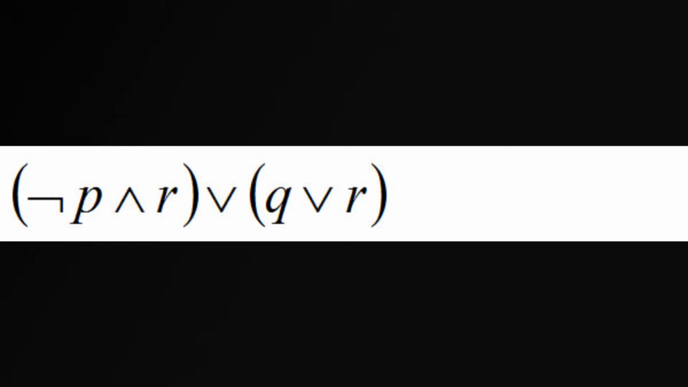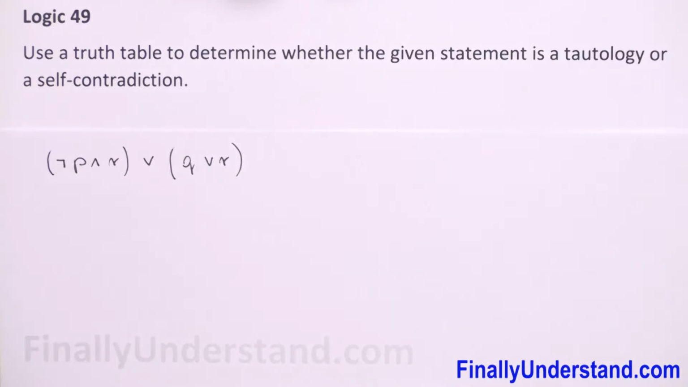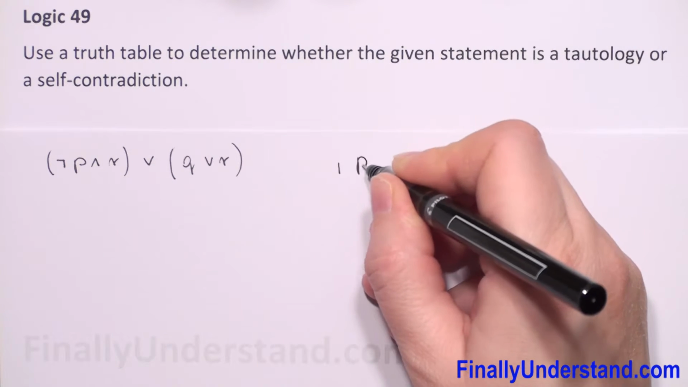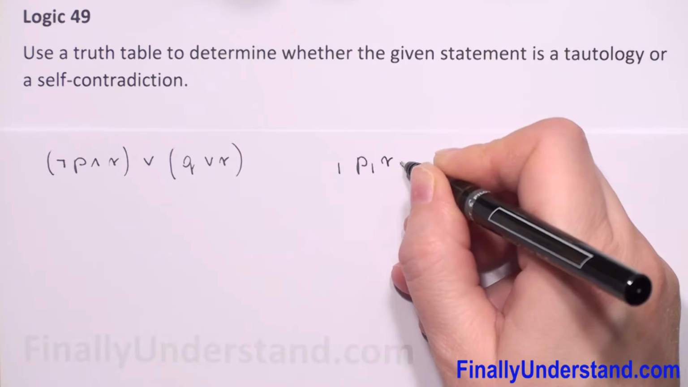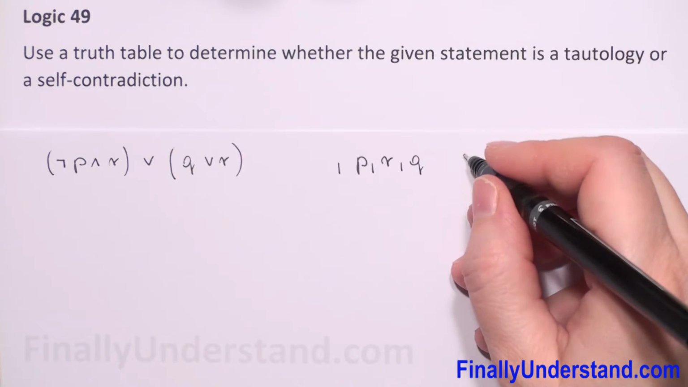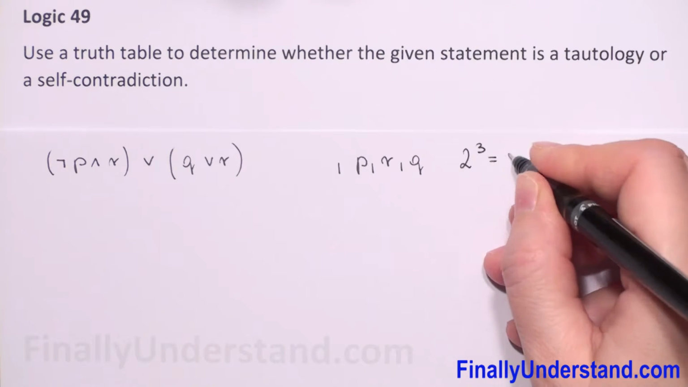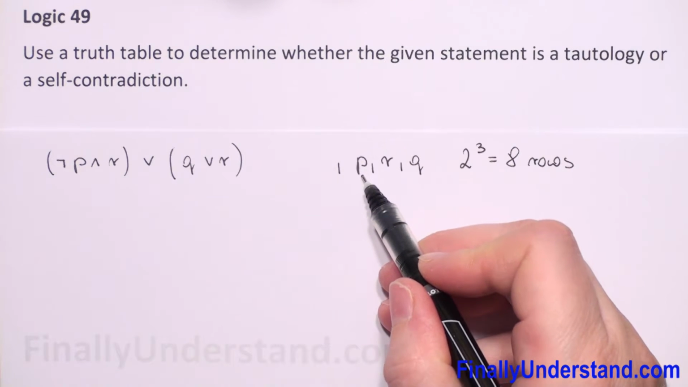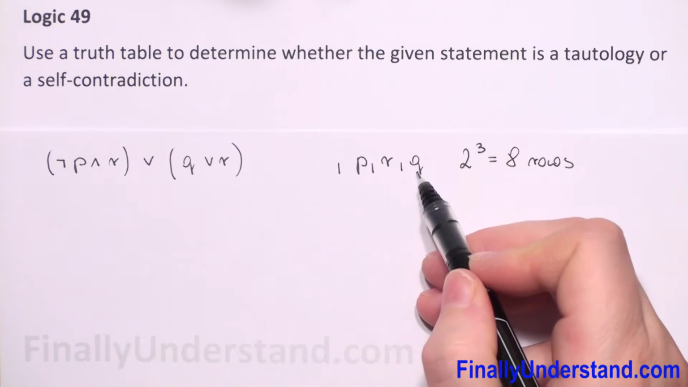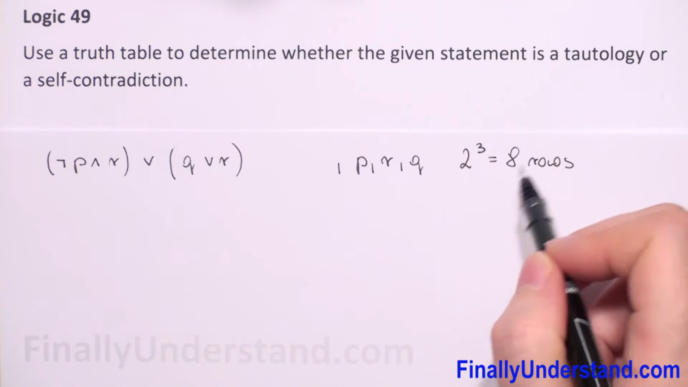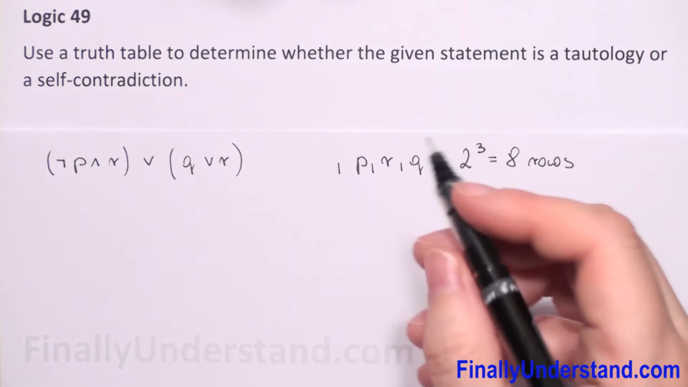We have the given statement and we have to build the truth table first. Because the simple statements are P, R, and Q, we have three simple statements, so we will have 2 to the third power, so this is 8 rows. P can be true or false, R can be true or false, and Q can be true or false. That's why we have 8 combinations, so it will be 8 rows.